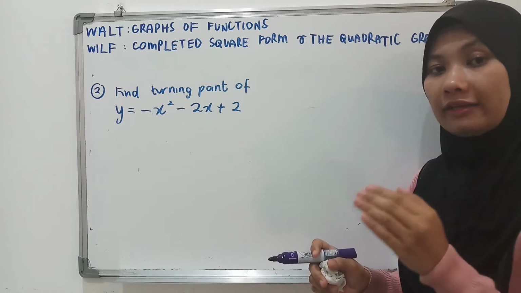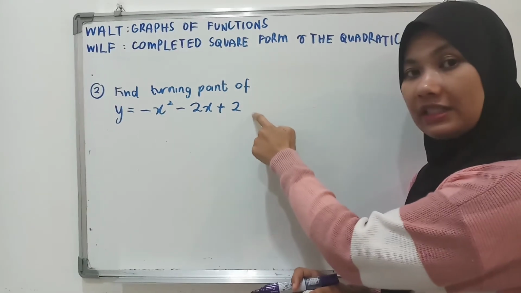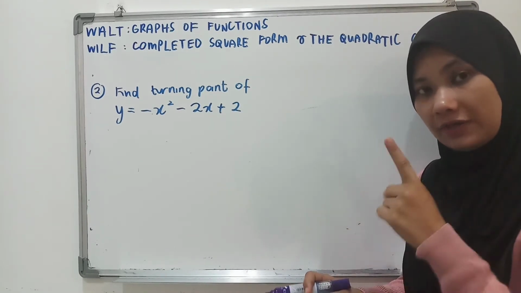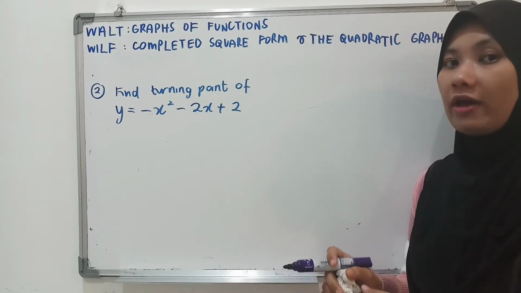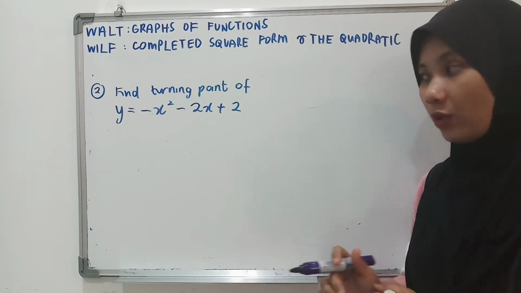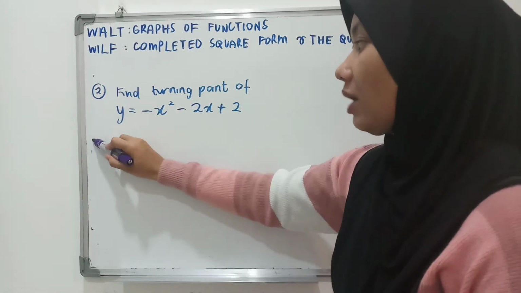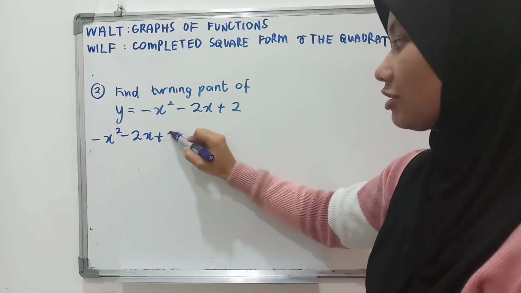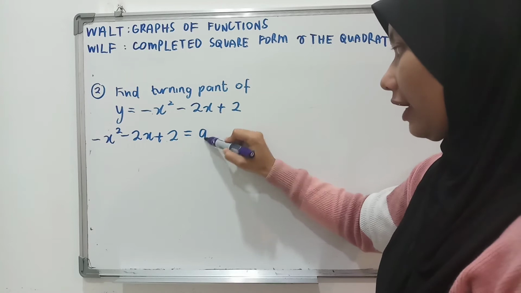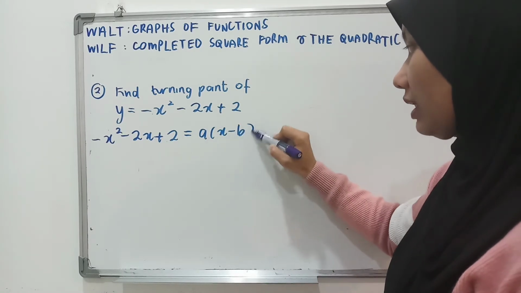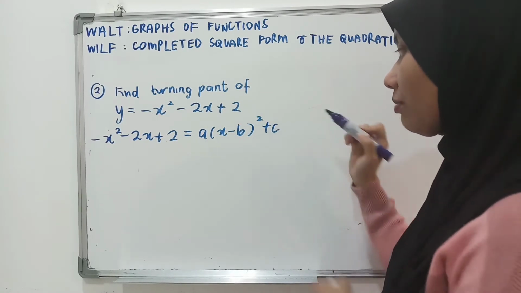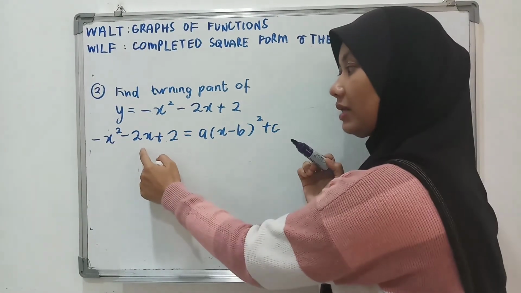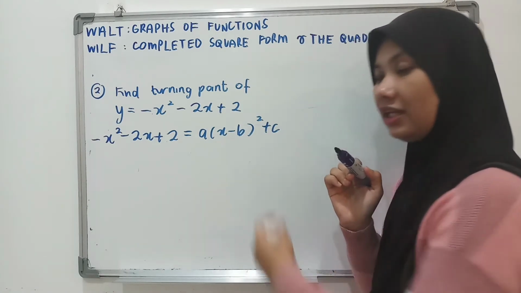Because you are given the quadratic function in the general form, the first general form, so you need to change. First step, change to completed square form. So how do we change to completed square form? So we let our negative x square minus 2x plus 2 equals to a, x minus b square plus c. Remember, this is the first step where your aim is you want to change from that form to that form. So just make it equal.